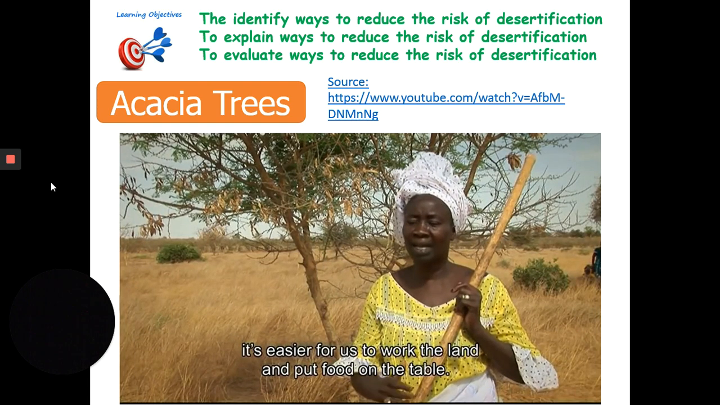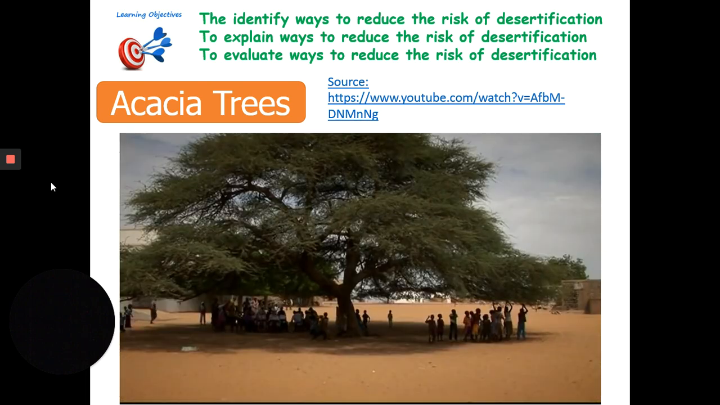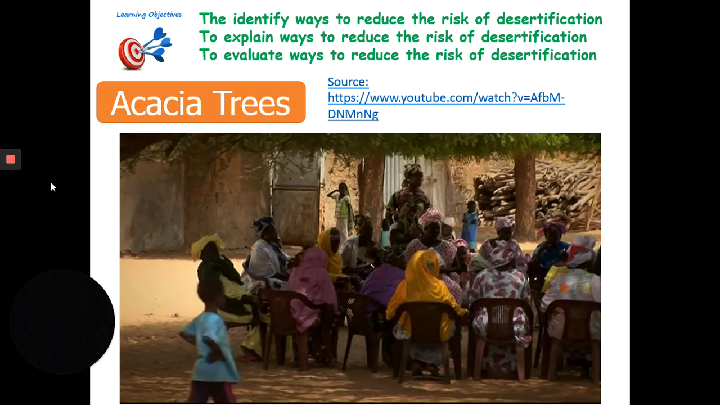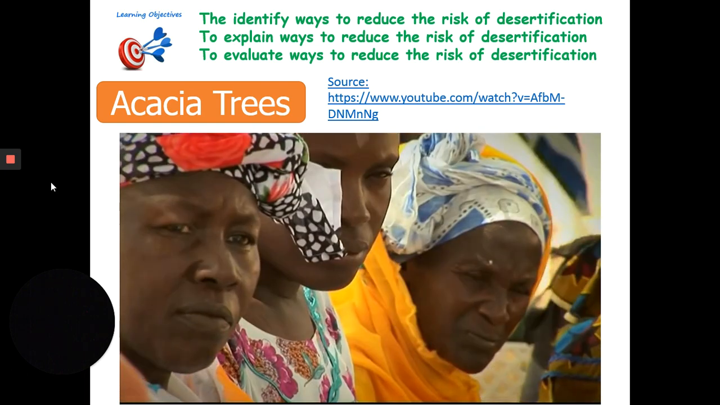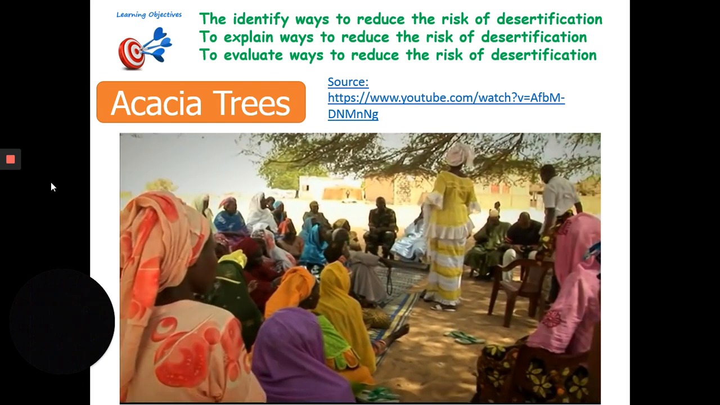Fatou Say is one of 150 women in this village alone, benefiting from a project begun in 2004 by the United Nations Food and Agriculture Organization, or FAO, together with the Forestry Department of Senegal and 5 other countries across the region.